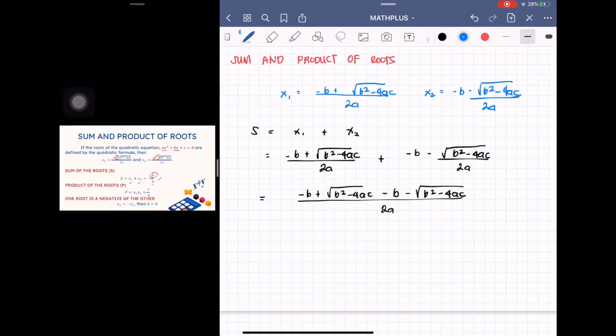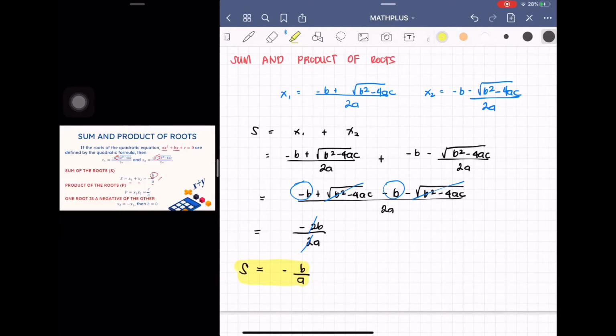In this manner, negative b plus negative b will result to negative 2b, while the positive square root of b squared minus 4ac will be cancelled because the other one is the negative square root of b squared minus 4ac. Therefore, in the numerator, you have negative 2b all over 2a. That cancels 2, and that results to a sum which is equal to negative b over a, as in our formula. This is how you get the sum of the roots.